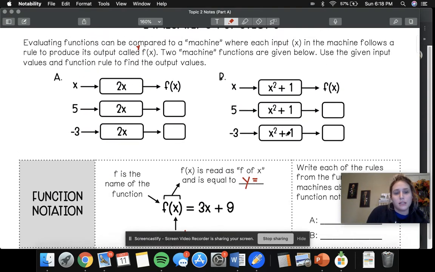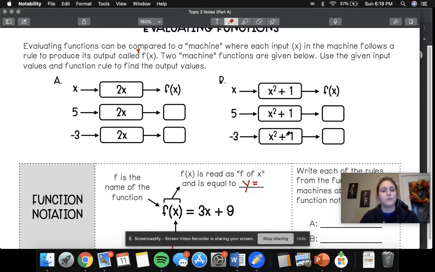Now we're going to go up to these functions and evaluate a few of them. We have this machine that makes us do 2 times x, and whatever we get out is our output. If we input 5 into the machine, we would do 2 times 5 and get an output of 10. Pretty straightforward. With negative 3 in the machine, we would do 2 times negative 3 and get negative 6. So these are my inputs, here is the function rule, and these are my outputs.